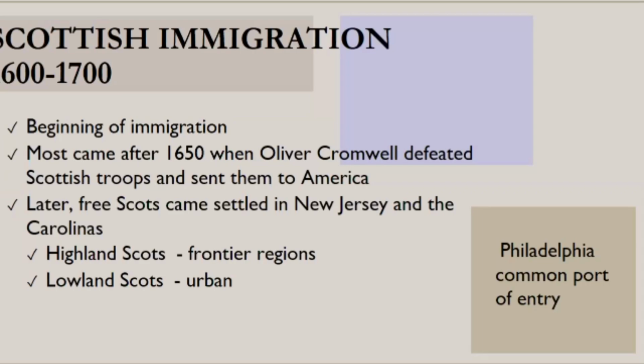Even though they would settle with other Scots from the areas they were from, they liked to go in the opposite direction. So instead of the mountains and the hills and the highlands, they were settling in the frontier regions. Instead of the lowlands and plains, the lowland Scots would settle in cities. During this time period too, Philadelphia, which was one of the major cities during this time, was the common port of entry.